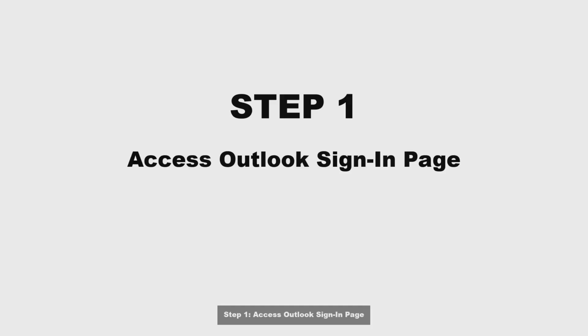Verifying your Outlook account is an important step to ensure the security and functionality of your email. Follow these simple steps to complete the verification process. Step 1. Access Outlook sign-in page. Go to the Outlook sign-in page by entering the URL in your web browser. Click on the Sign In button to begin the process.